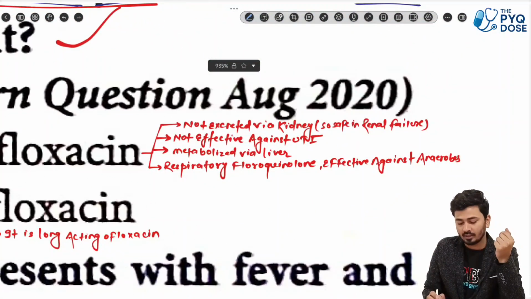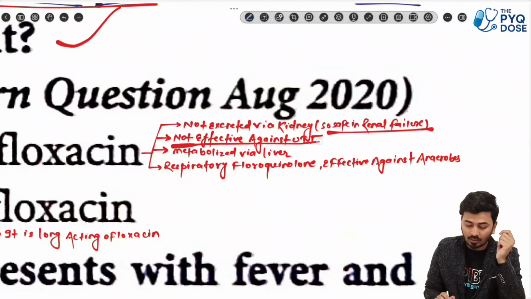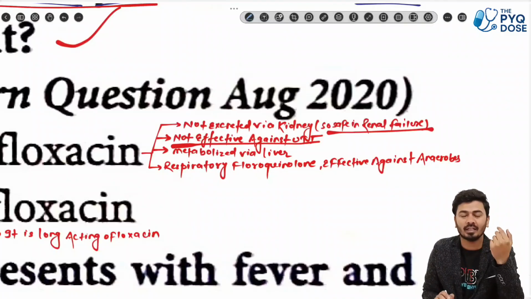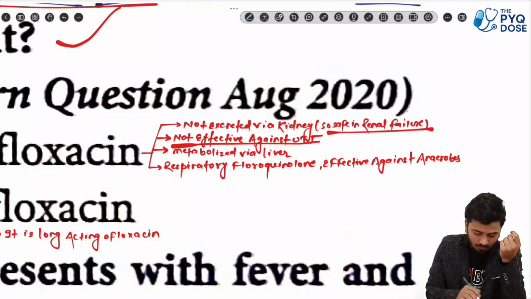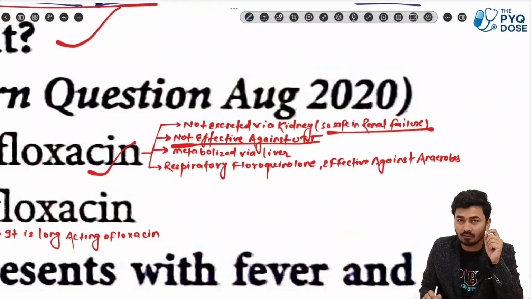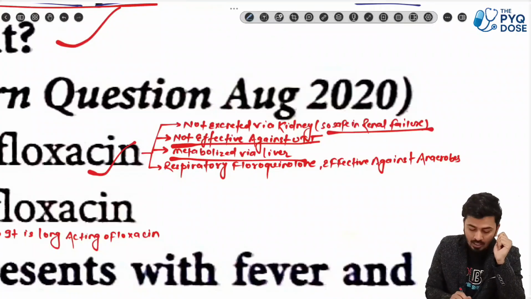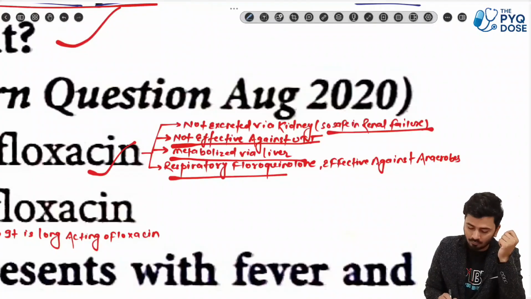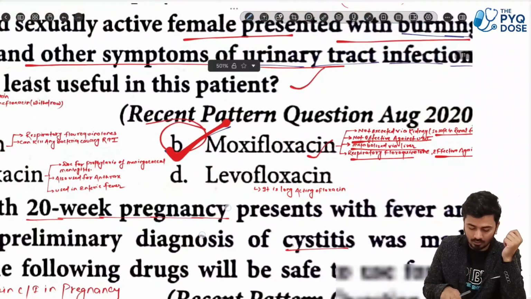Moxifloxacin is not excreted via the kidney, so it is safe in renal failure. It is not effective against UTI. The main thing is that burning micturition is a symptom of urinary tract infection, but moxifloxacin is not effective against urinary tract infection. It is metabolized via the liver. It can be used as a respiratory fluoroquinolone, and it is effective against anaerobes.